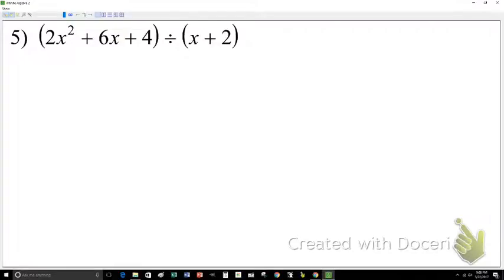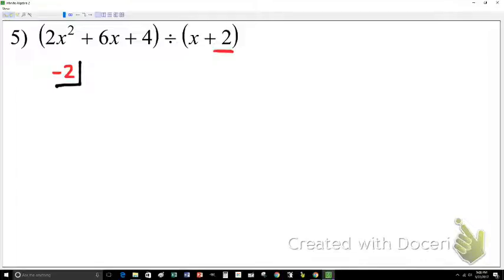So let's go ahead and use synthetic division on number 5 now. So what we do to set it up is we take the opposite sign of the constant that's in the binomial here. So in this case it's 2, so we're going to take the opposite sign of that, and that means we have a negative 2 we're going to go ahead and set up inside this little box here.